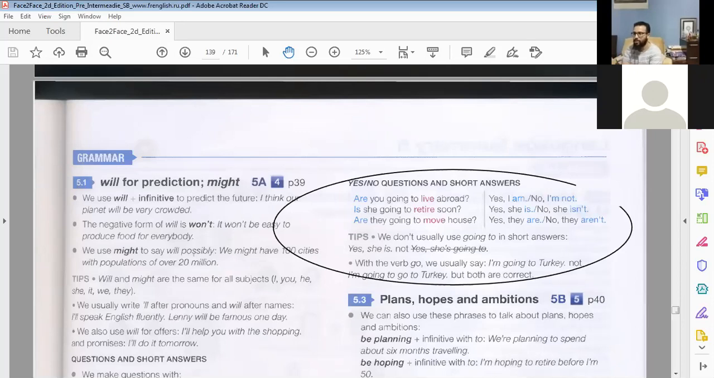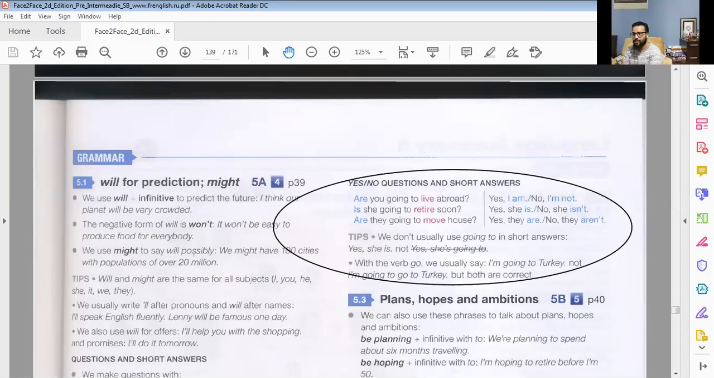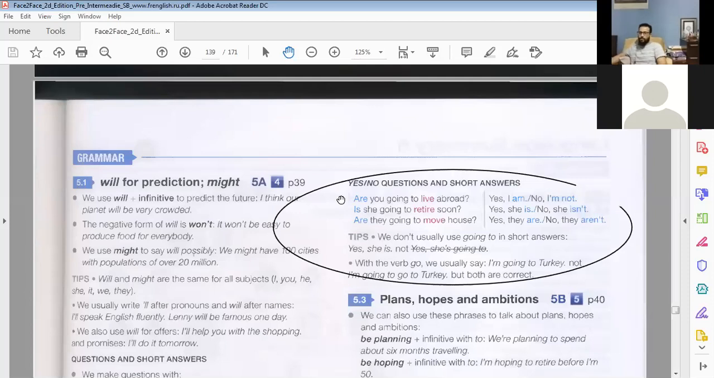Check the right side. Yes/no questions with short answers. Can you see the yes/no questions, Malak? Okay. Can you see the yes/no questions with short answers on the top right? Yes. All right. Can you read them, please? Yes, I see. All right. Can you read them? Okay.